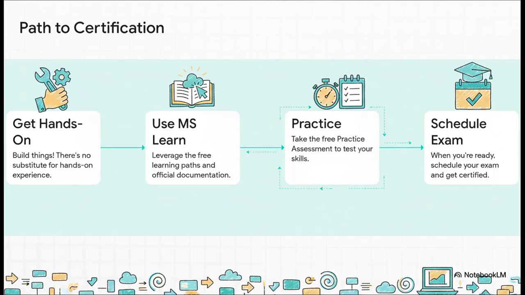So what's next for you? How do you actually get there? Well, the path to certification is pretty clear. Number 1, and this is the big one, get your hands dirty. You have to build stuff. There's just no way around it. Then hit up Microsoft Learn. It's an absolute goldmine of free training. Take the practice tests to see where you stand, and then, when you feel ready, go schedule that exam and get it done.